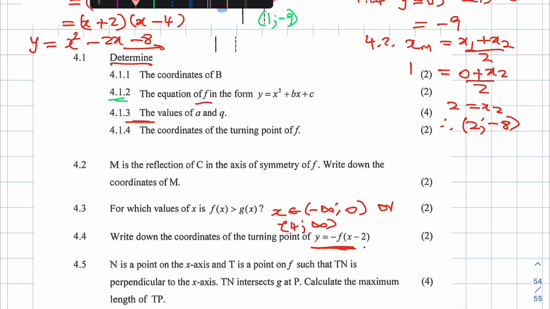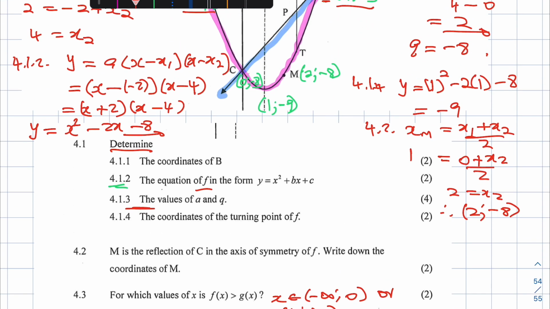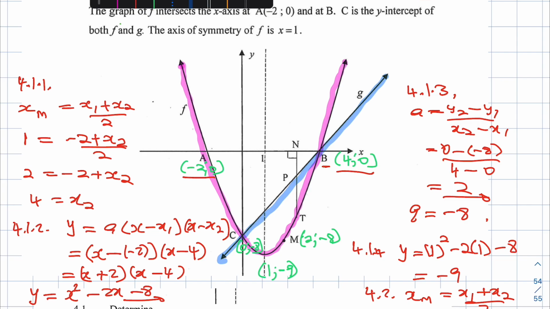So basically this is a reflection. We are doing two things here. We are reflecting the graph about the x-axis. Then we're shifting the point 2 units to the right. So if you reflect about the x-axis, this turning point, which was 1 and negative 9, is going to be exactly here, which is 1 and positive 9 now. Basically, we are taking this whole graph and reflecting about the x-axis. So it's going to look something like this.